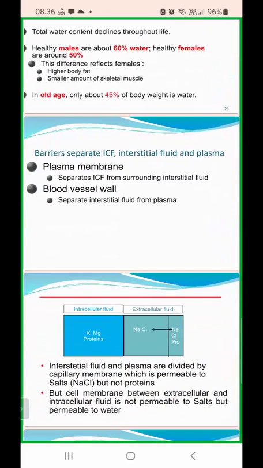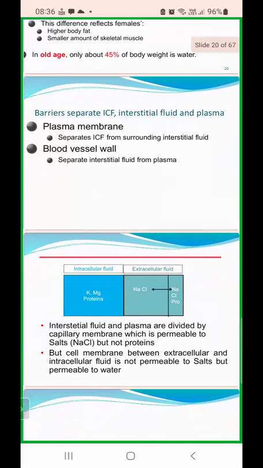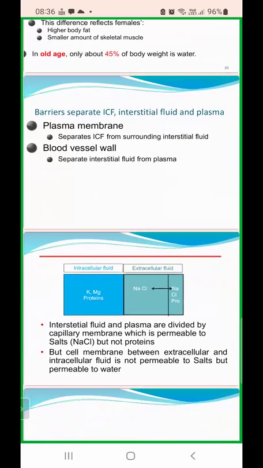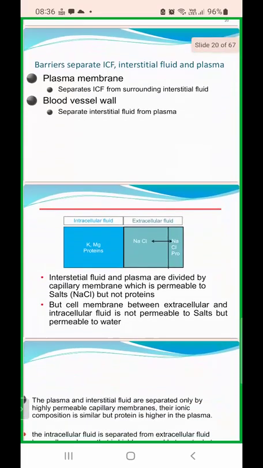Now, the barrier that separates the intracellular fluid, interstitial fluid, and plasma is the plasma membrane and the blood vessel wall. The plasma membrane is separating the intracellular fluid from the surrounding interstitial fluid, right? The fluid which is present within the cell is the ICF. The plasma membrane is separating it, and the blood vessel wall is separating the interstitial fluid from the plasma. So both the counterparts of ECF are separated through the blood vessel wall.